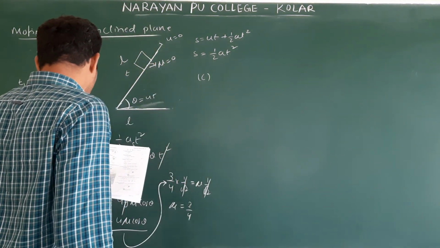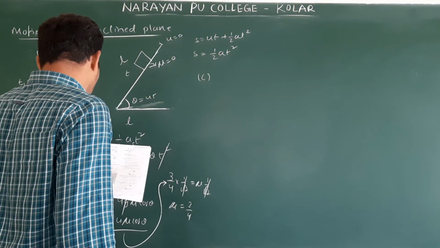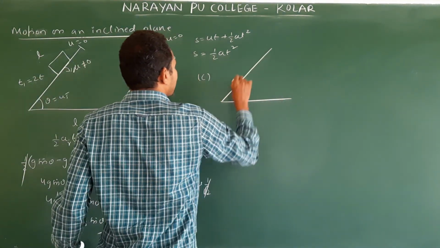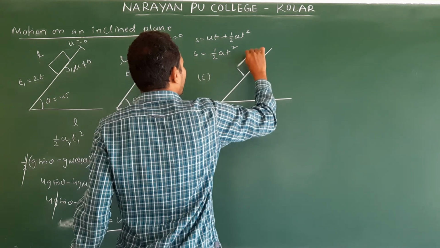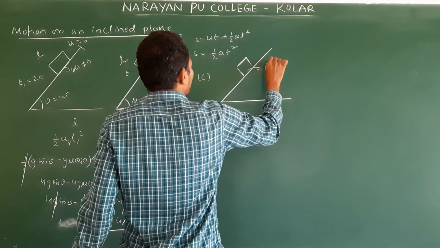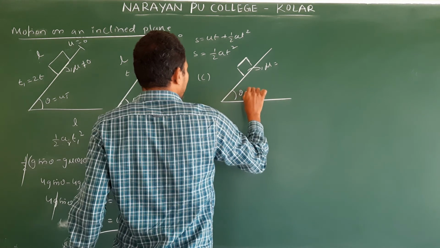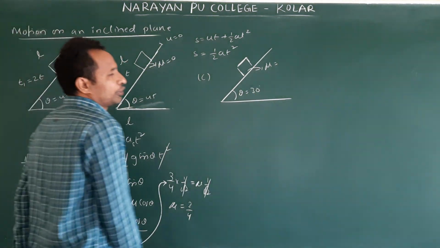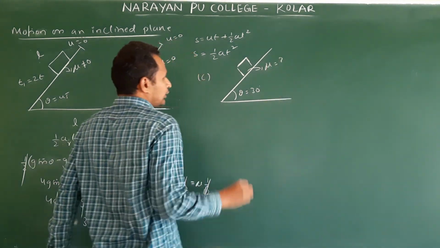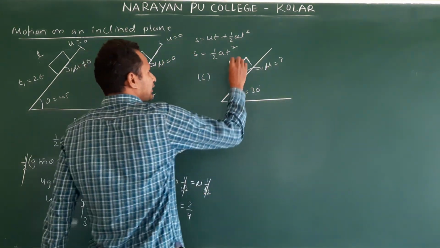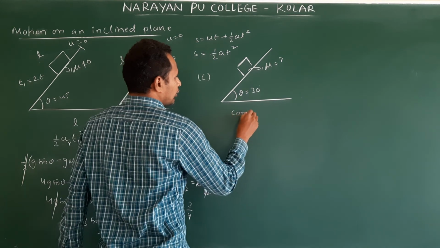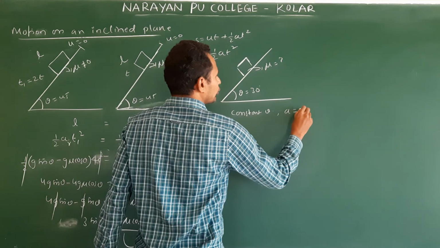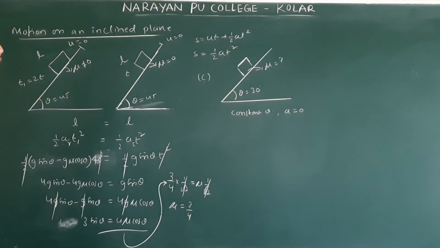A block slides down on the rough inclined plane of inclination 30 degree with constant velocity. First it is sliding down on a rough inclined plane. Here mu they did not give. Theta they mentioned 30 degree. From this, what do we find? Constant velocity. Constant velocity means what? They mention constant velocity, means a is equal to 0. When velocity is constant, acceleration is 0.